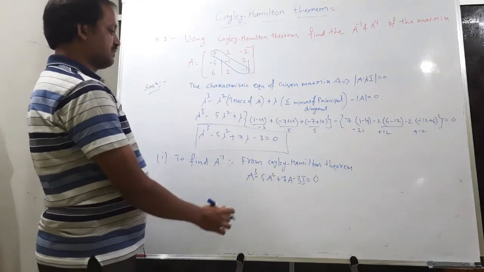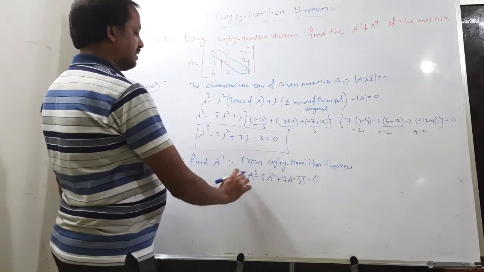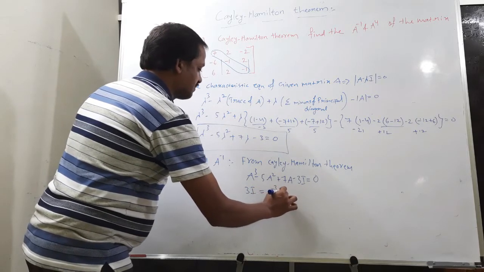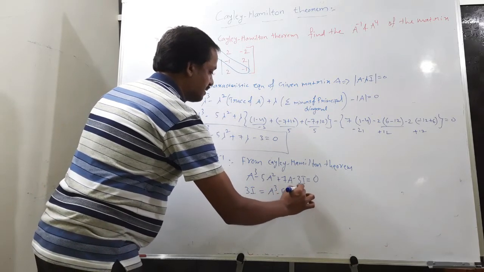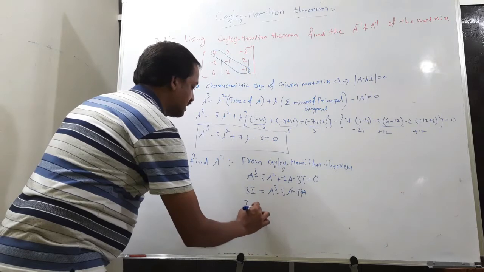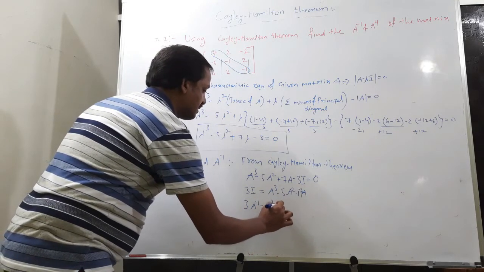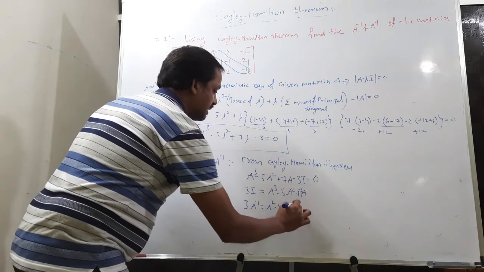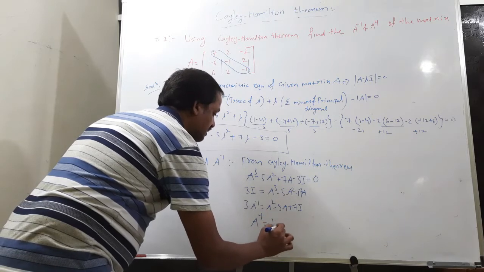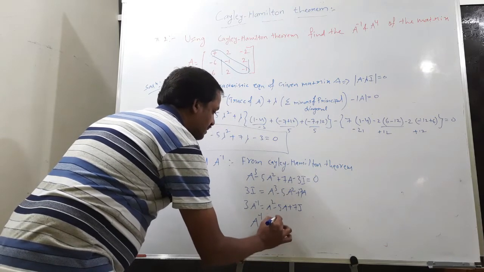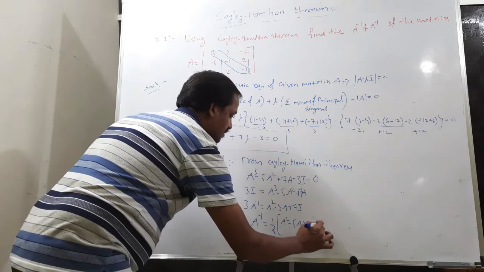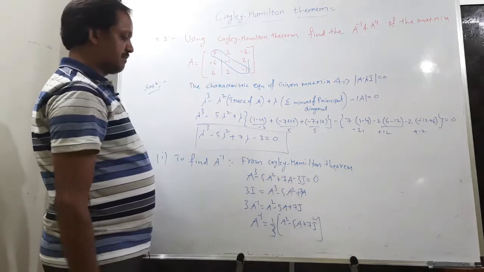So to find A inverse, we need to keep the constant on one side and the remaining on the other side. So 3I on the right hand side, remaining is A cube minus 5A square plus 7A. So multiply A inverse on both sides. So 3I into A inverse is A inverse, the remaining will become A square minus 5A plus, A into A inverse is the identity matrix, 7I. So we want A inverse equal to 1 by 3 of A square minus 5A plus 7I, right?